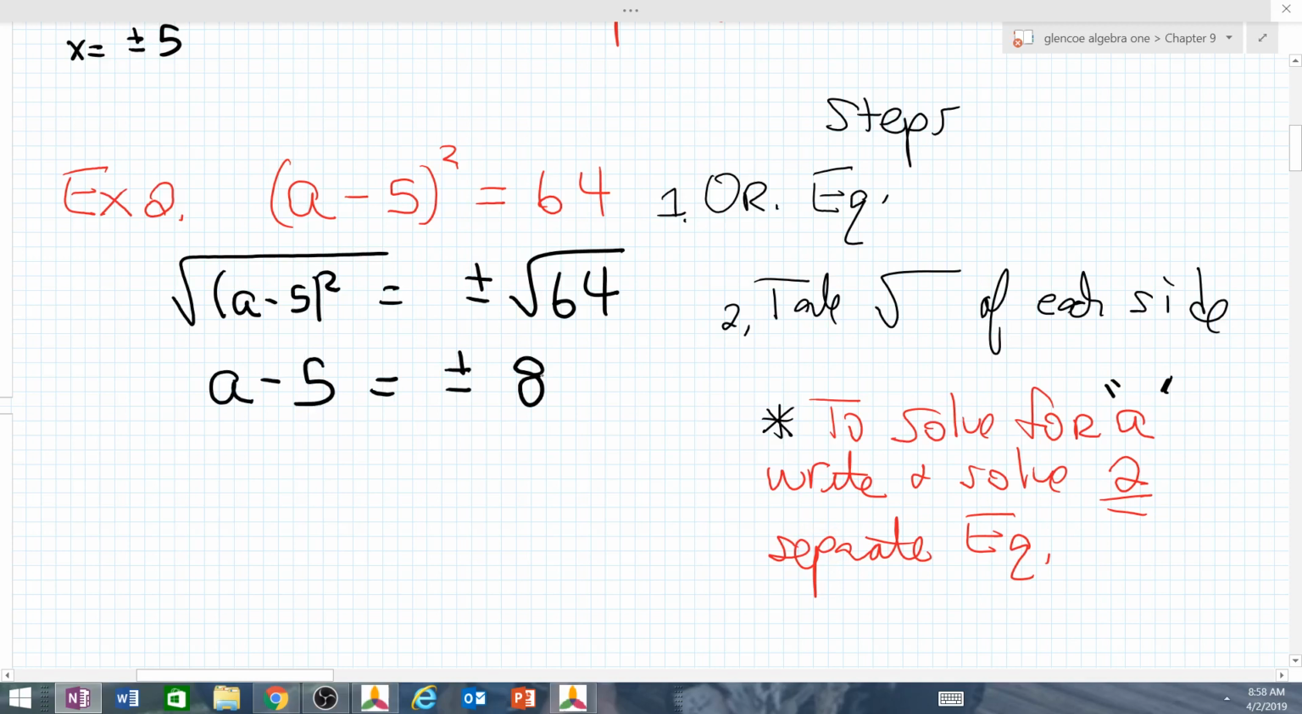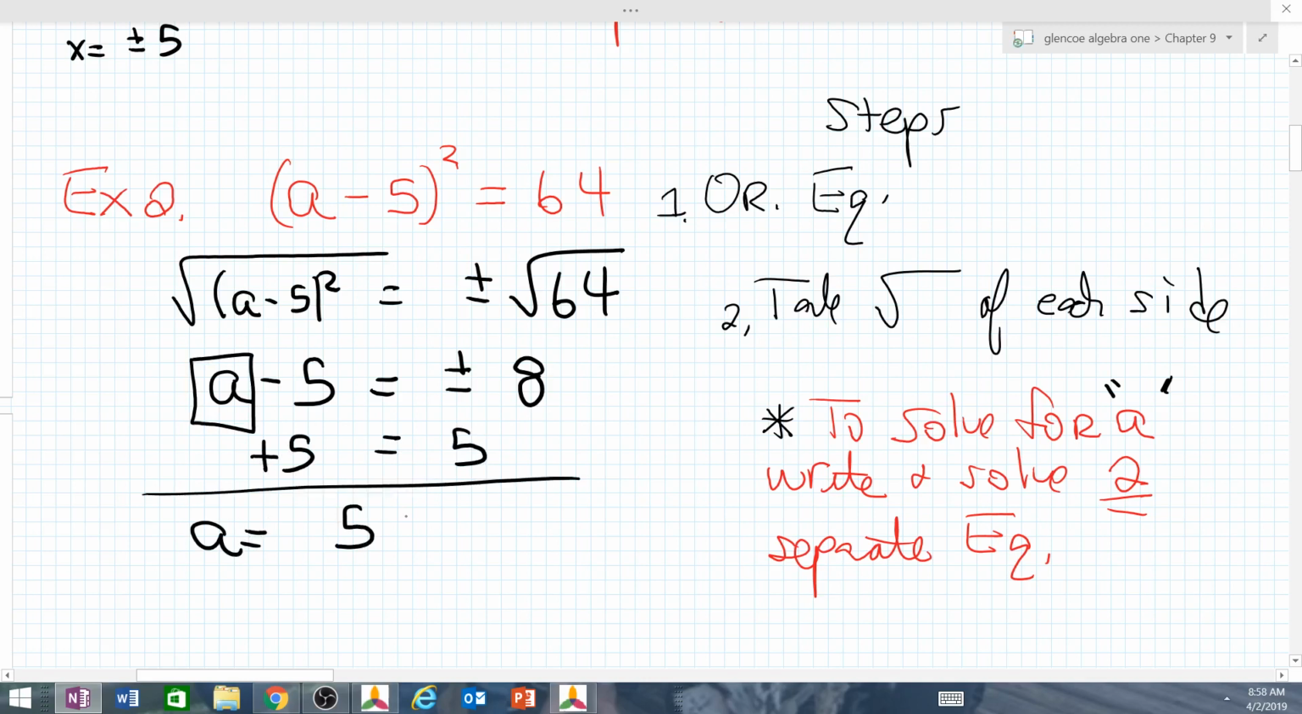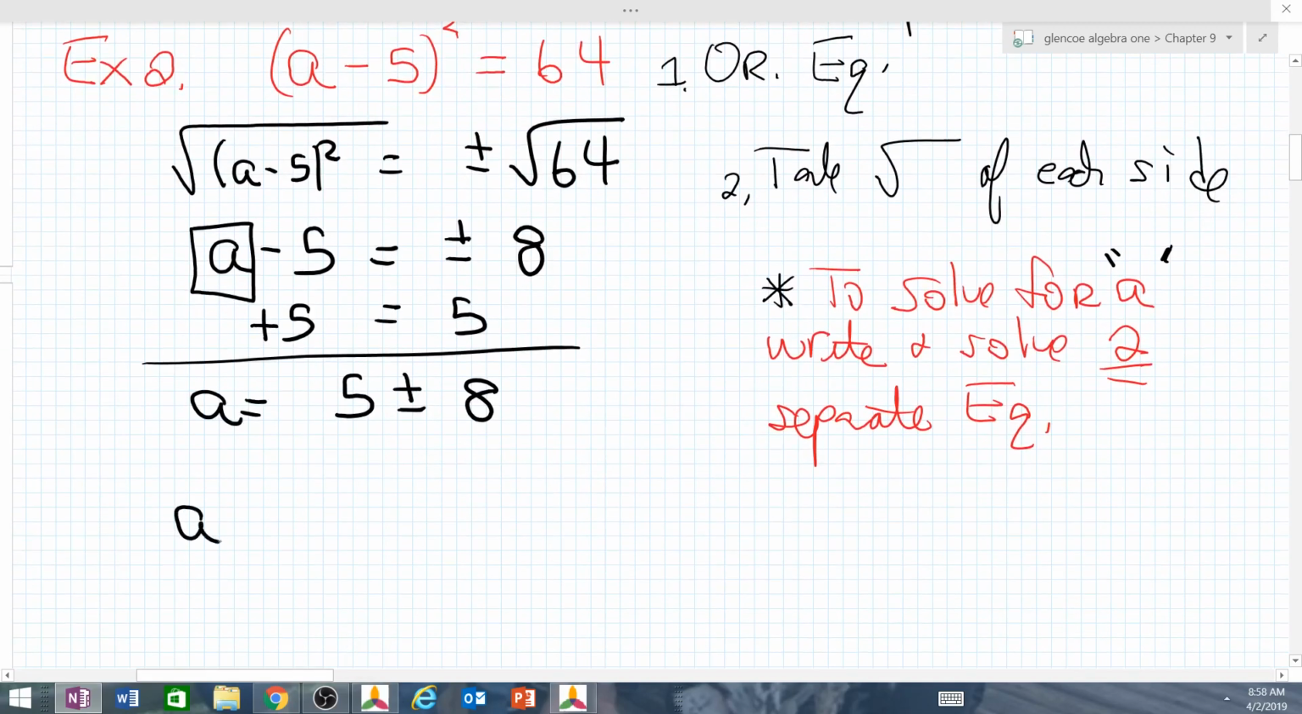Now look at what I wrote you a note. To solve for a, we need to write and solve 2 separate equations. We want a all by itself, so we're going to add 5 to each side. So what we have is a equals 5 plus and minus 8, which now becomes a equals 5 plus 8, and a equals 5 minus 8.